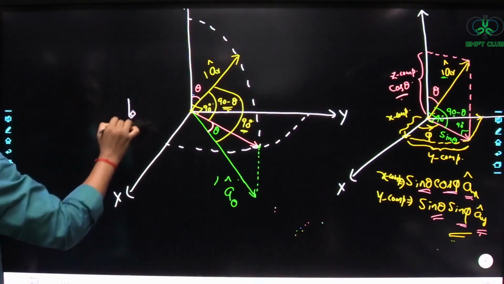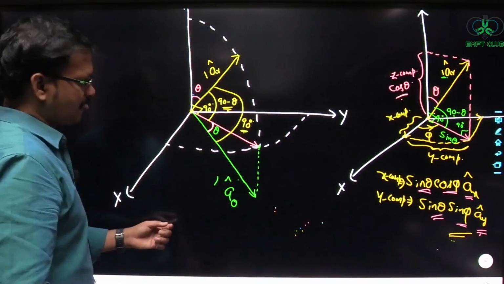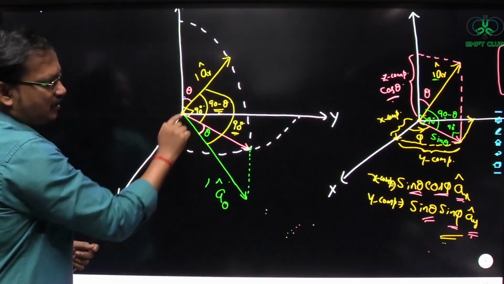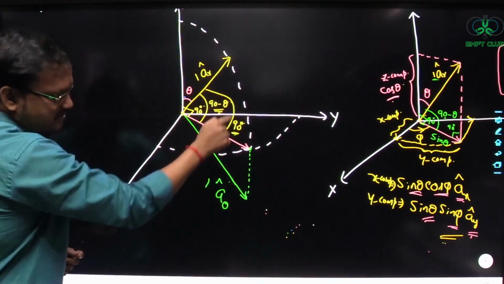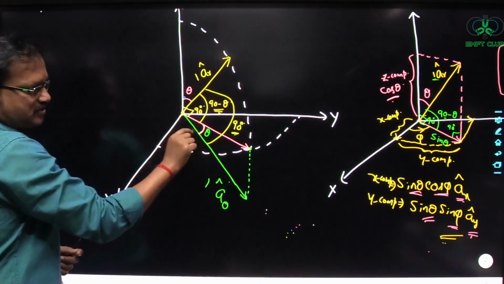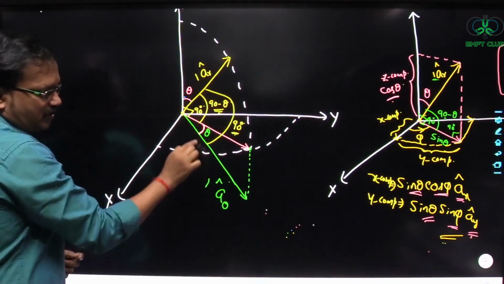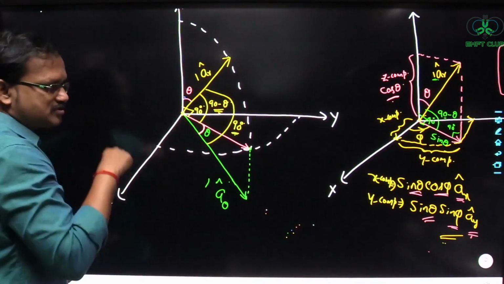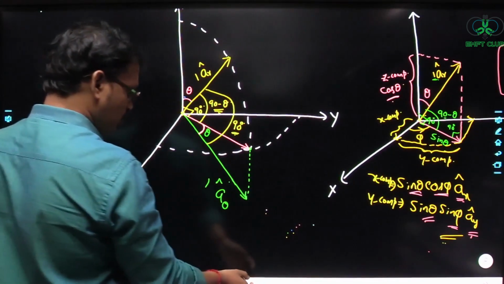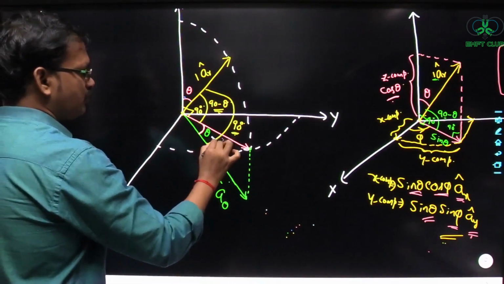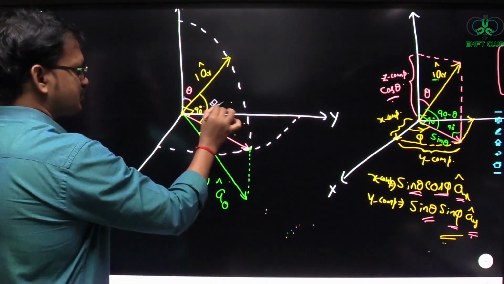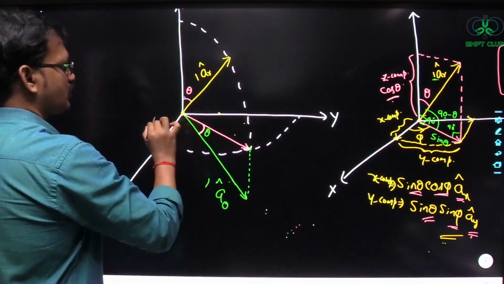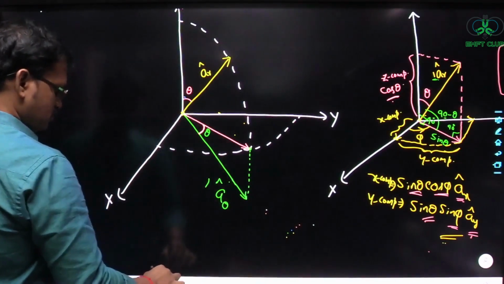So this angle is nothing but theta. See, the angle from here to here is 90, so the angle from here to here is 90 minus theta. The angle between a r cap and a theta cap is 90 degrees, and this total angle is 90. So this angle will become 90 minus 90 minus theta, so that is theta, right? I hope it is crystal clear. So now I am removing all this. So this angle is theta.